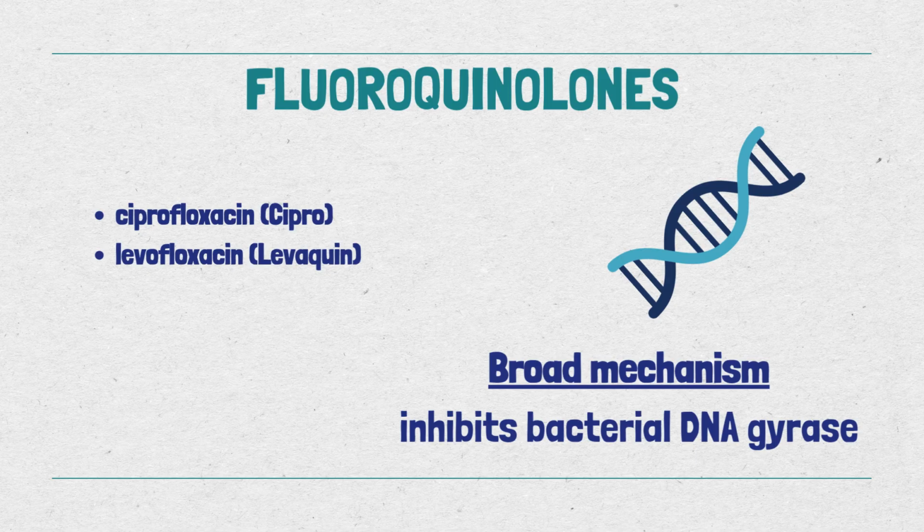Next, we have our fluoroquinolones. These also follow a naming pattern. The two that you're going to learn on this list are ciprofloxacin or Cipro and levofloxacin or Levaquin. And their broad mechanism is they inhibit bacterial DNA gyrase, which prevents the bacteria from being able to replicate.